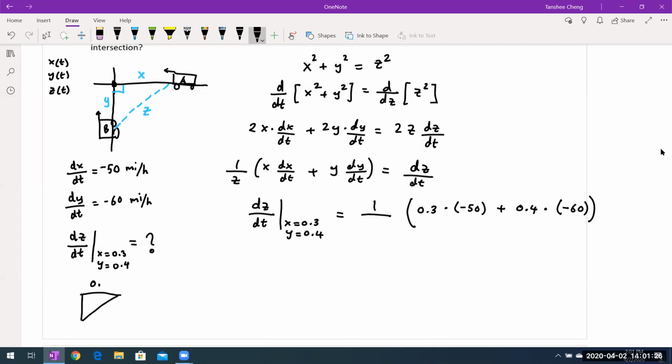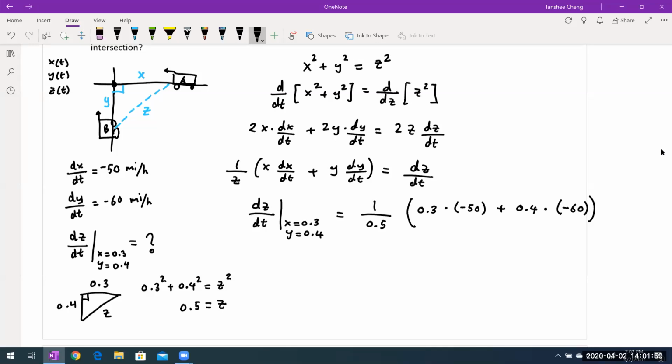My x is 0.3, my y is 0.4, and this is my z at that instance. So using the Pythagorean theorem, 0.3 squared plus 0.4 squared is equal to z squared. Again, this is a 3, 4, 5 triangle. For example purposes, I'm using a good number, but when you run into homework problems, these numbers may be messy, okay? So it'll be 0.5 right here. So my z is 0.5.